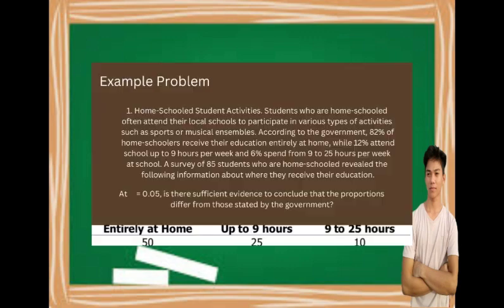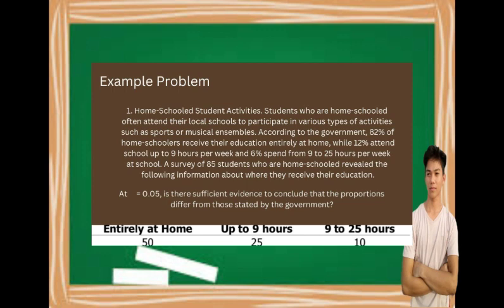So here's the sample problem, and it's about homeschooled students' activities. Homeschooled students often attend their local school to participate in various types of activities such as sports or musical ensembles. According to the government, 82% of homeschoolers receive their education entirely at home, while 12% attend school up to 9 hours per week and 6% spend 9 to 25 hours per week at school. A survey of 85 homeschooled students revealed the following information about where they receive their education.